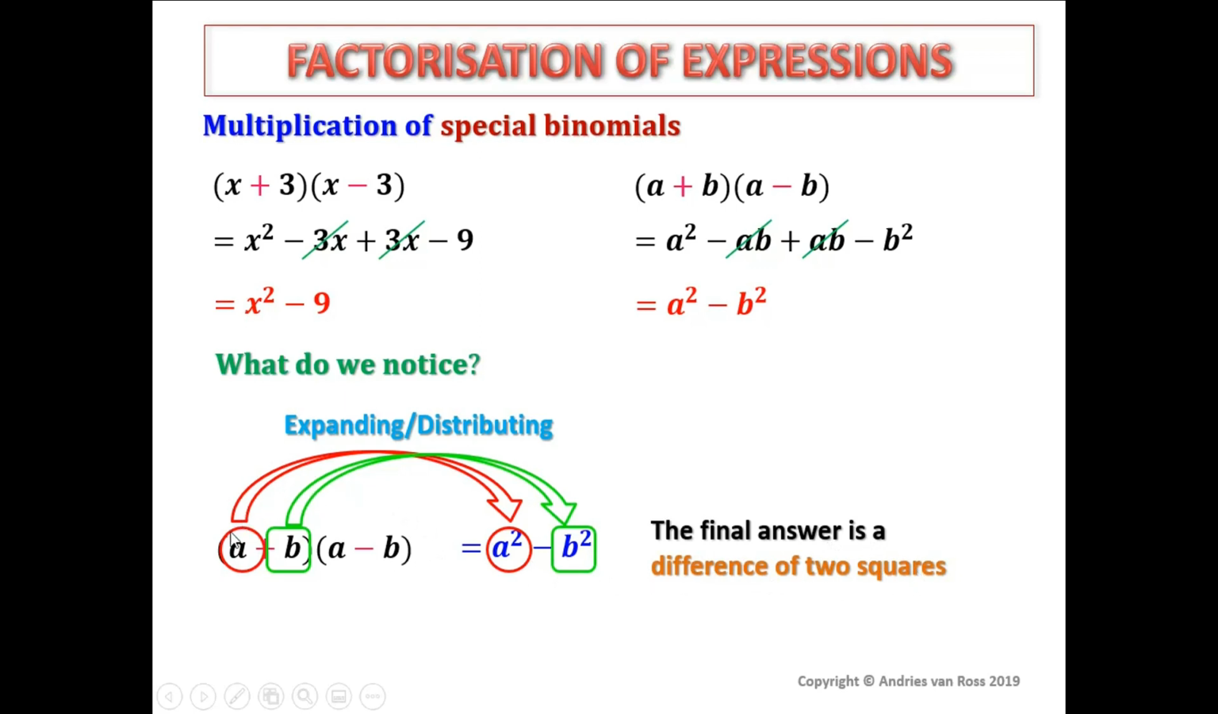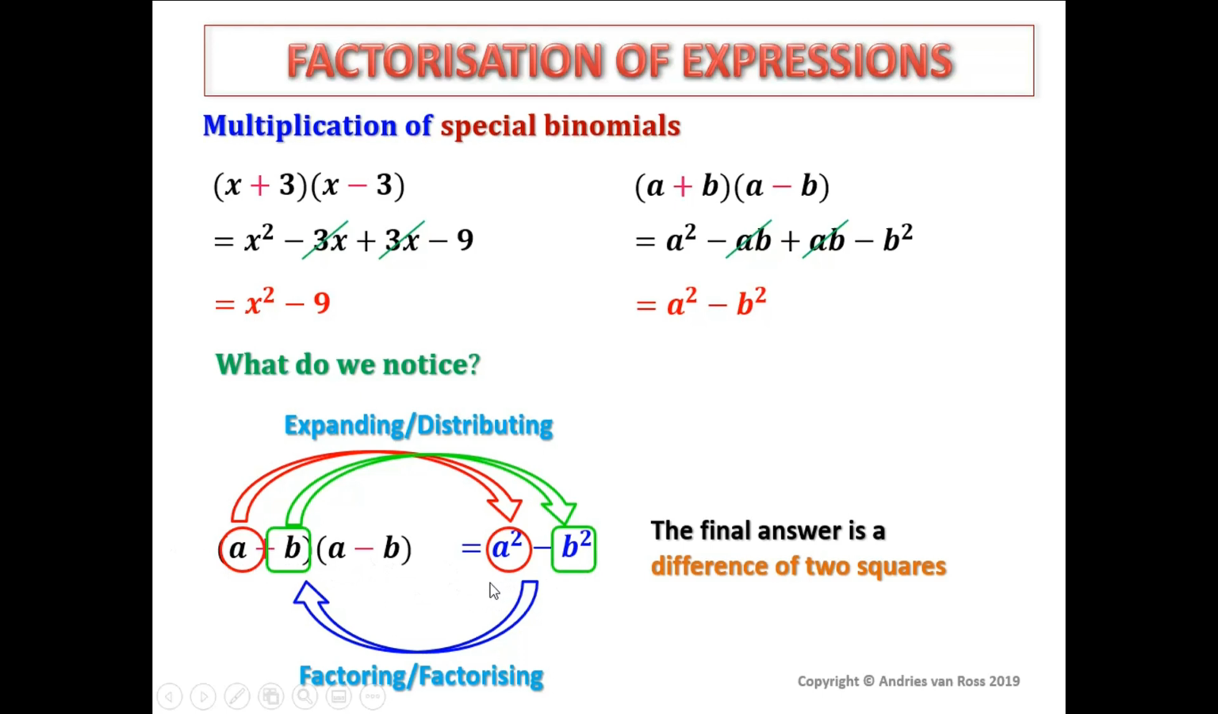So these special binomials that we multiply give us an answer of the difference of two squares. You see that? Very interesting. Now, that's when we multiply. So when we factorize a difference of two squares, it means we will have two brackets with a plus and a minus, and then the square root of the one and the square root of the other one in both brackets, with a plus and a minus in between.